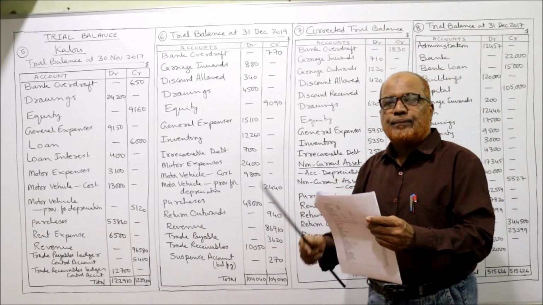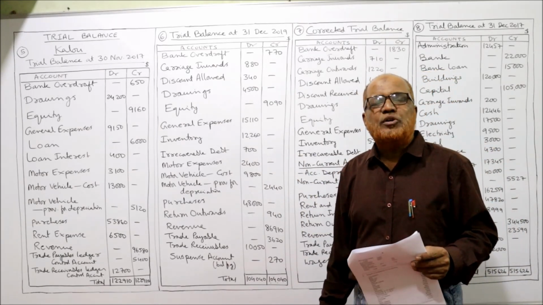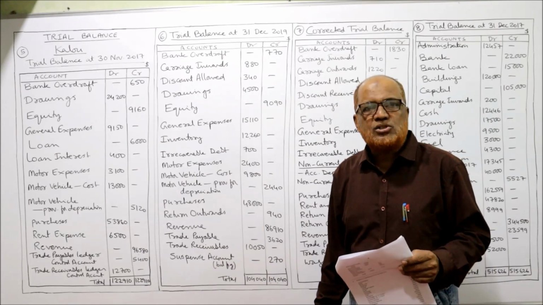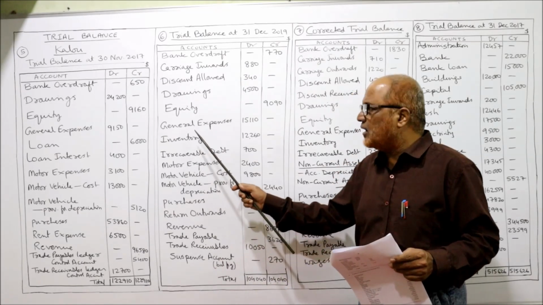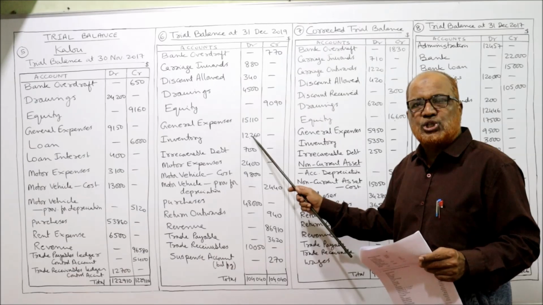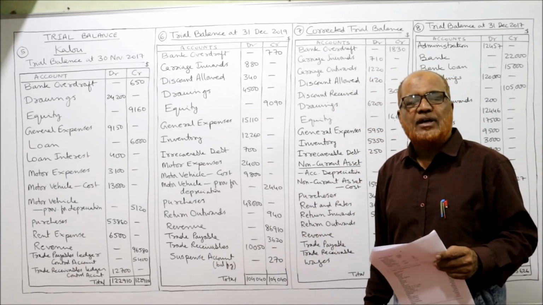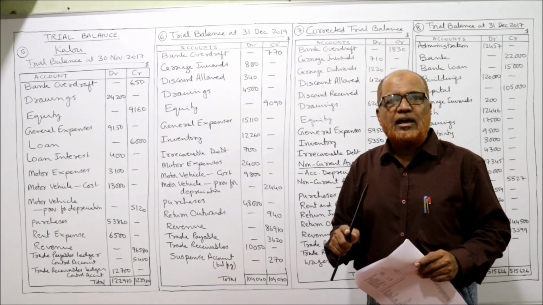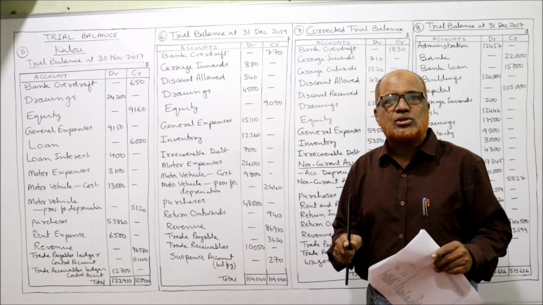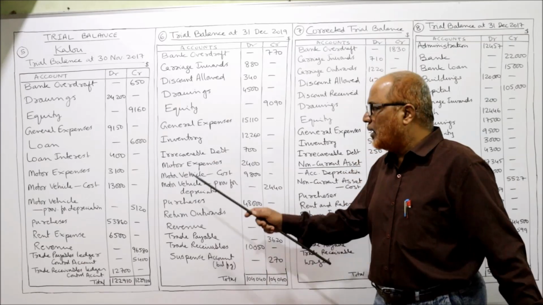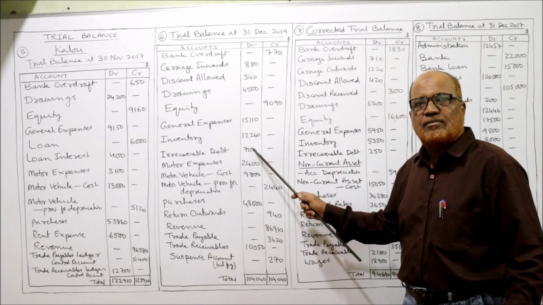Then inventory, nothing is given, so we assume it is opening inventory. It is opening inventory, so it will be taken. Inventory 12,260, debit column. Then irrecoverable debt, it's a loss. Irrecoverable debt is a loss. It will show debit balance. So irrecoverable debt, debit side, 700.